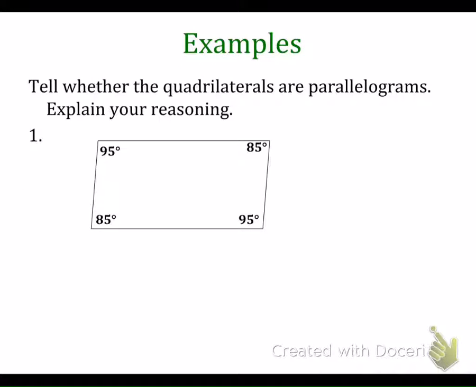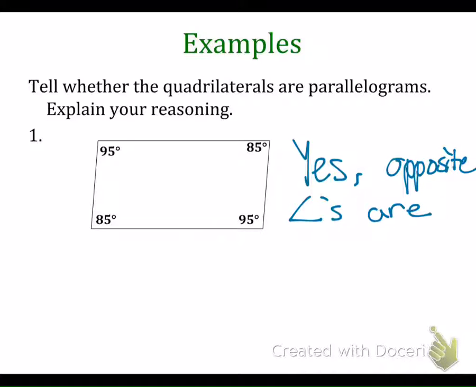So we need to show whether or not this is a parallelogram. Okay? So there's 4 things we could have. The opposite sides are congruent, the opposite angles are congruent, the consecutive angles are supplementary, or the diagonals bisect each other. Now we know that these opposite angles are congruent. So we would say yes, the opposite angles are congruent.